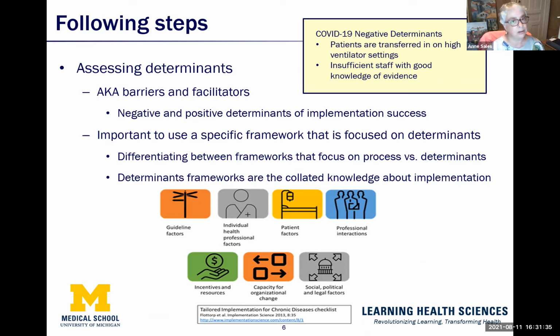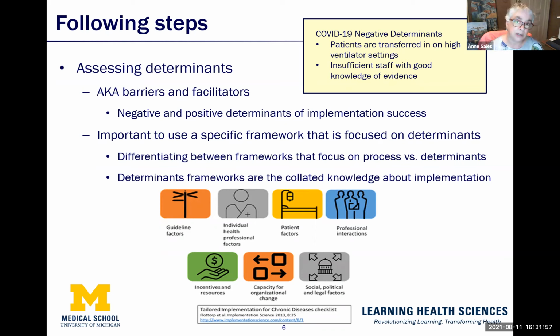We have more than 100 frameworks in the implementation research literature. They're all of different types. Determinants frameworks are specifically about the barriers and facilitators, the determinants of implementation success, a critical set of issues that we want to think about as we plan for the process of behavior change.